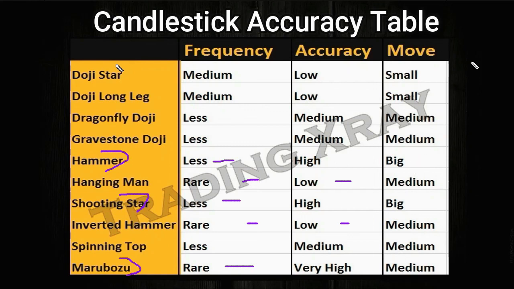You must practice on this candlestick accuracy table before taking the trade, and you can set your risk reward ratio, target, stop loss and investing amount according to it. After checking this accuracy table, you can maintain high accuracy in your trades.